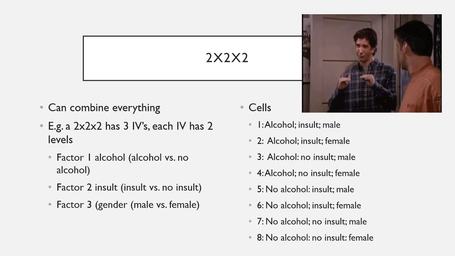So think about what would result from this more complicated design. Again, the number of cells you can quickly figure out by multiplying together all the numbers in the notation. So 2 times 2 times 2 is 8. And the reason there's 8 is you can see that you need to fully combine all possible levels of all of your IVs. So I need to have some men who are insulted and had alcohol. I need to have females who are insulted and had alcohol. I need to have men who are not insulted and had alcohol, women who are not insulted and had alcohol, and then do the same thing for no alcohol. That's why it ends up with 8.